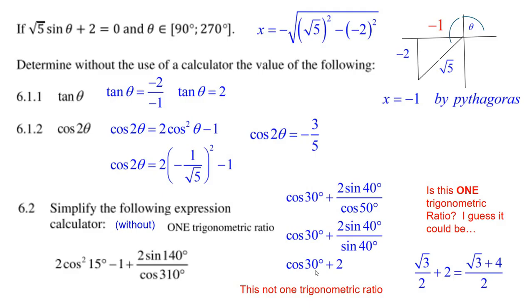It's definitely the cos of 30 degrees plus 2. This feels like it's answering the question of a trig ratio right here. But it's not one trigonometric ratio. See, they made a big capital 1 here. So I guess that's probably the answer right there. Okay. Anyways, that's that one all done.